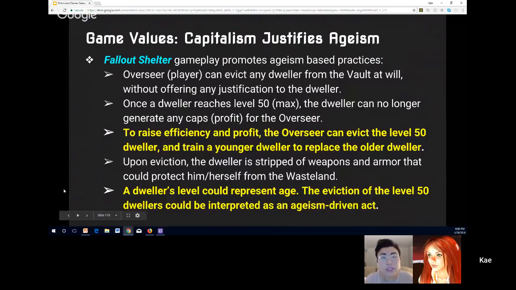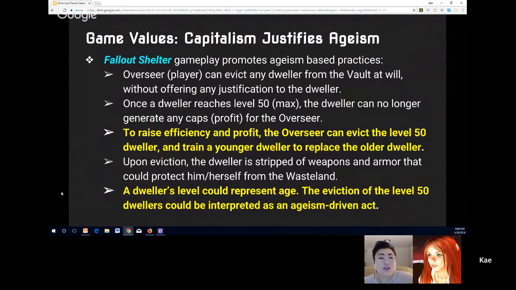Now, here's another thing that's scary. When Chris was reading the notes on eviction for us, I don't know if you guys noticed this, but when you evict the dweller, they're stripped of their armor, they're stripped of weapons. So basically what we're doing is a death sentence. They served the vault for basically the equivalent of 50 years, because we can think of the level as the age, right? They've been serving the vault all this time. And by the time we use them up, we throw them out.